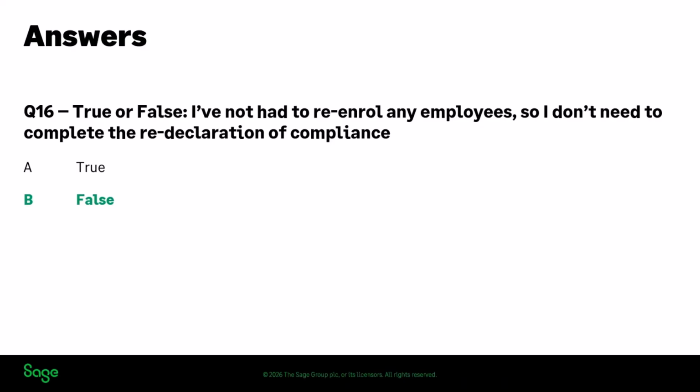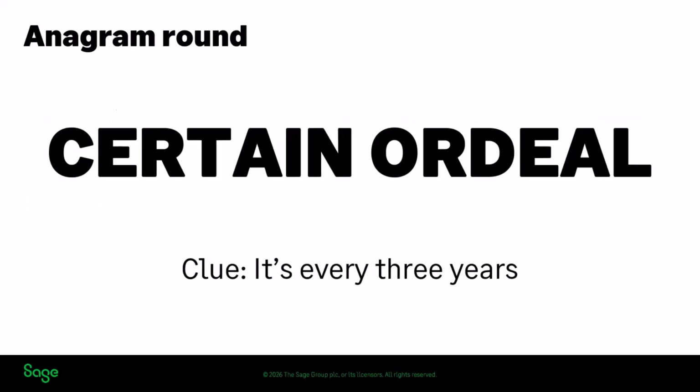So even if there was no one that needed to be re-enrolled, you still need to do that redeclaration of compliance, and you need to do it within 5 months of the third anniversary of your previous re-enrollment date or your duties start date. So well done if you got 4 out of 4 on that round or 16 out of 16 on the quiz.